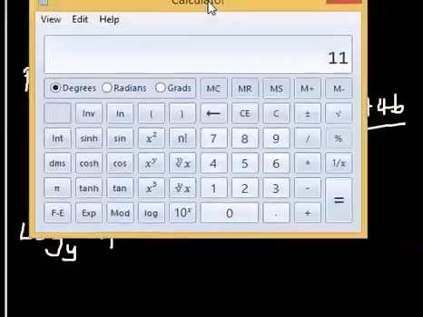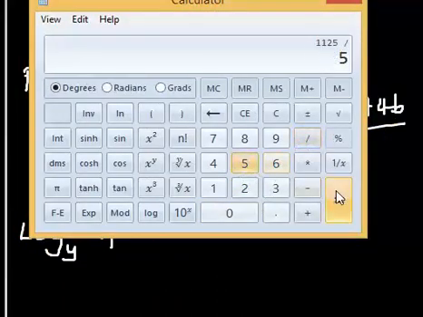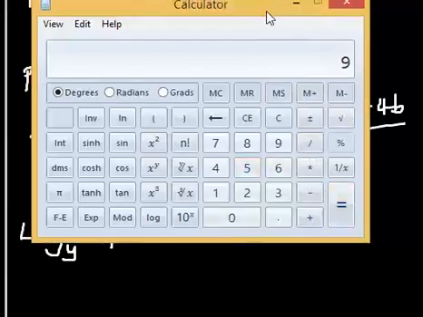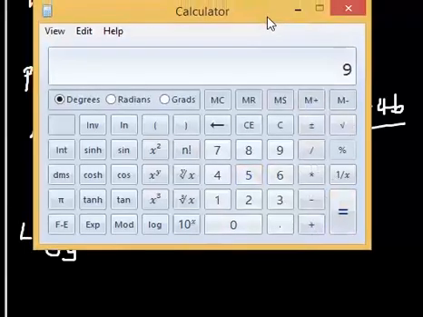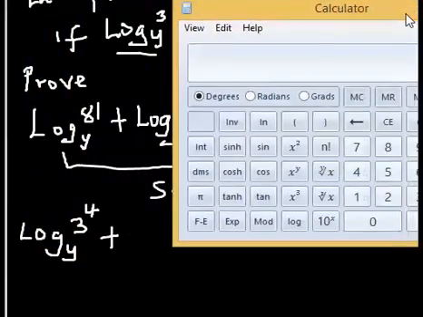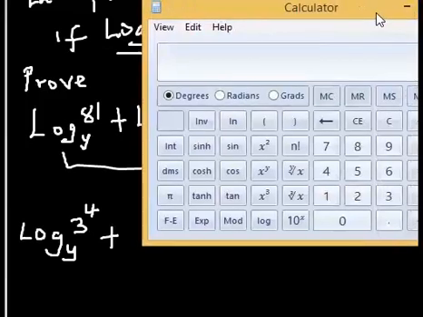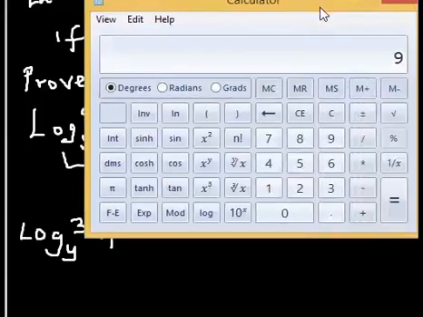1125. Let's divide by 5. I have 225. Divide by 5 again. I have 45. That is 5 raised to power 2. Divide by 5 again. I have 9. So I have 5 raised to power 3, times 9. So 5 raised to power 3 times 125 times 9. Or better still, then I have 9.